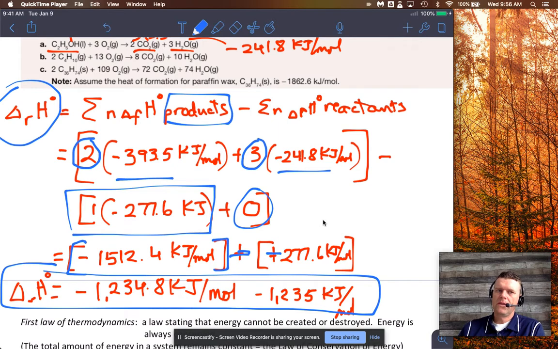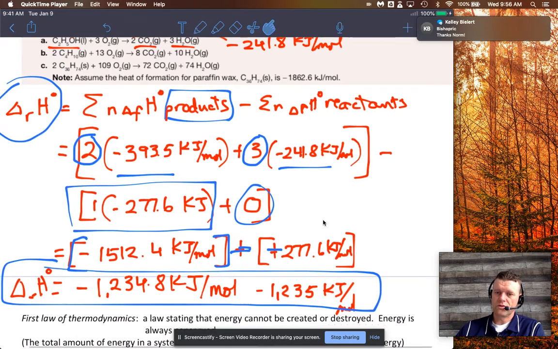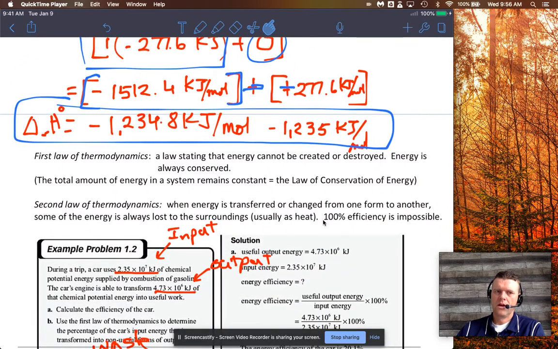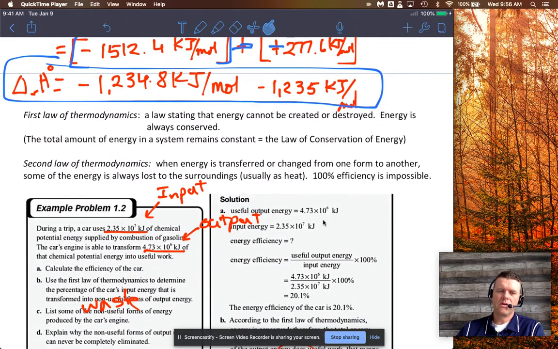In the notes are the answers for the other two, so I'd encourage you to do those, and let me know if you're tripping on them, but I think you can get them. The last part here is dealing with thermodynamics, and it's just a quick review of the first and second laws of thermodynamics.